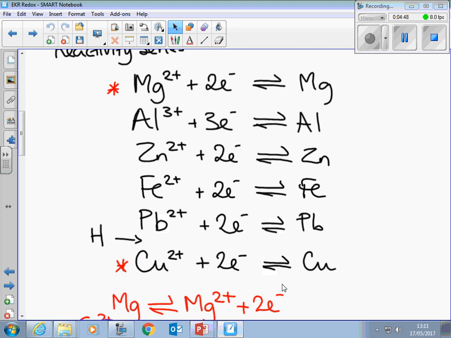Yeah, so the ones at the top are much more likely to exist as ions and electrons than the ones at the bottom. So if you were to put a piece of magnesium into a solution of copper ions, then the magnesium would rather be ions than the copper would, so they will change places. You get a displacement so that the magnesium goes into solution and the copper comes out. The other way around, if you put copper into magnesium ions, they'll stay as they are.